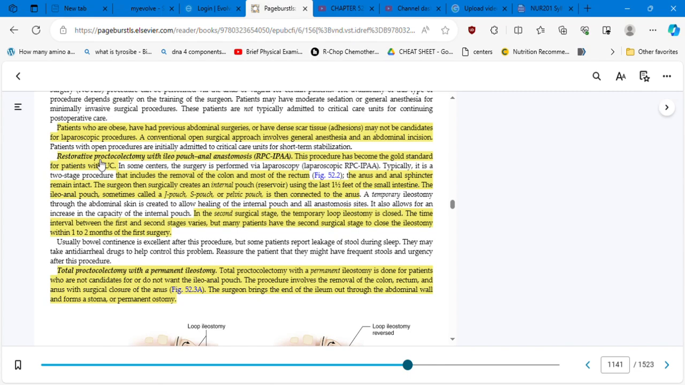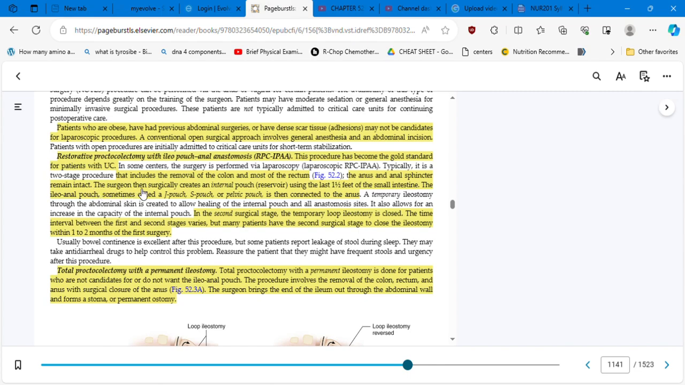Restorative proctocolectomy with ileal pouch-anal anastomosis. This procedure has become the gold standard for patients with UC. That includes the removal of the colon and most of the rectum. The anus and anal sphincter remain intact.